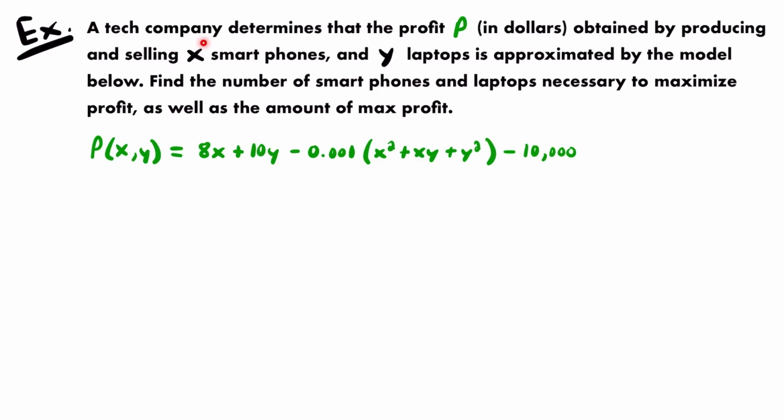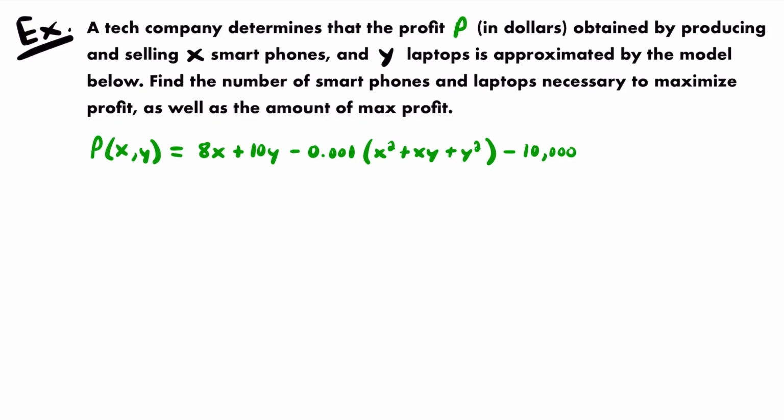Next up, we have a tech company determines that the profit P in dollars obtained by producing and selling X smartphones and Y laptops is approximated by the model below, that being this function. Find the number of smartphones and laptops necessary to maximize profit as well as the amount of max profit. And our function P of xy is equal to 8x plus 10y minus 0.001 times the quantity x squared plus xy plus y squared minus 10,000.